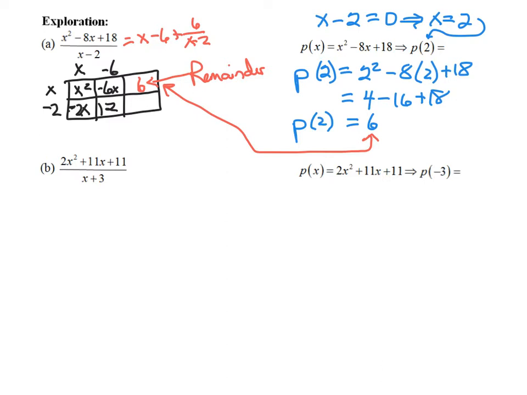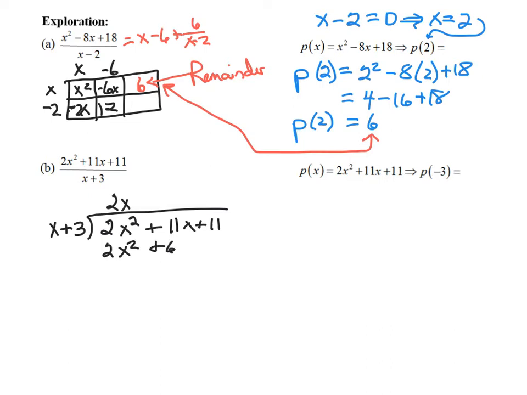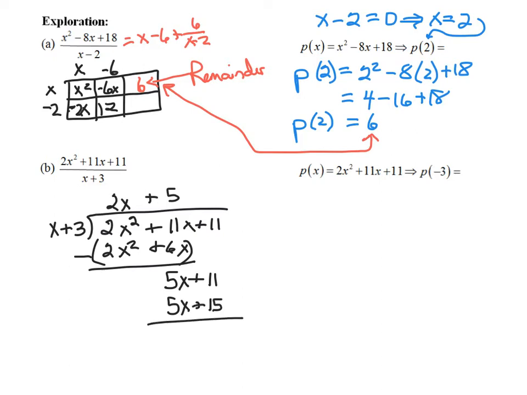I wonder if that's a coincidence, or will that always happen? Let's try one more example here. So I want to do the division. This time let's do a long division again, just for practice on both of them. 2x squared plus 11x plus 11. I'm going to divide by x plus 3. So 2x squared plus 6x. Subtract this line, and I'm getting 5x plus 11. 5x divided by x gives me a 5. 5 times x is 5x. 5 times 3 is plus 15. So let's go ahead and subtract, and I see that this time my remainder is negative 4.